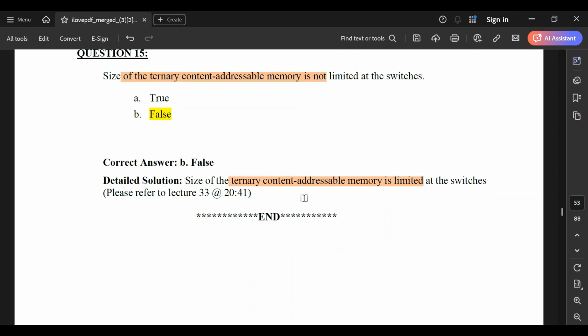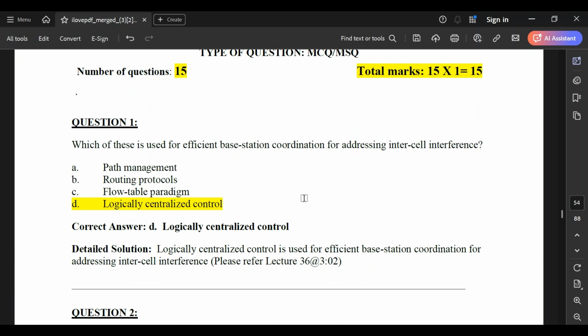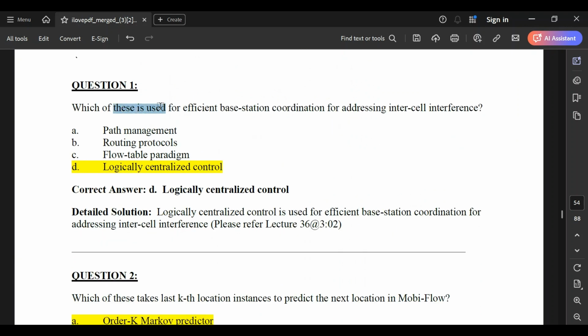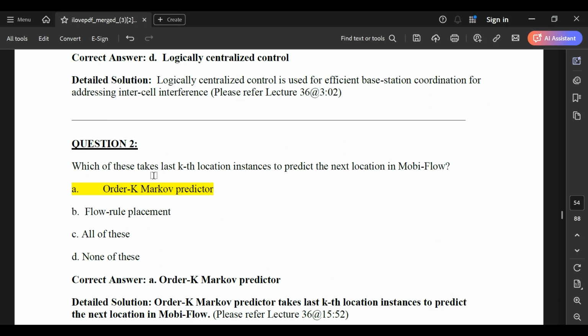Moving to the eighth assignment, which of the following is used for efficient base station coordination for addressing inter-cell interference? So logically centralized control is there. Which of the following takes the last k location instances to predict the next location in mobile flow? So order K Markov predictor is there.